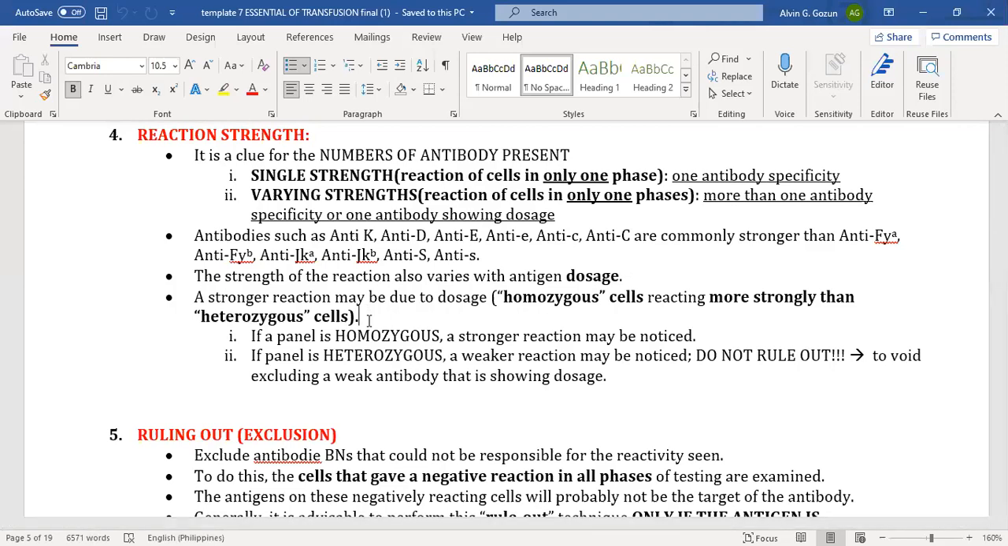Lutheran. MNS. Ano pa? Duffy. Tama? Yes, sir. Opo, sir.